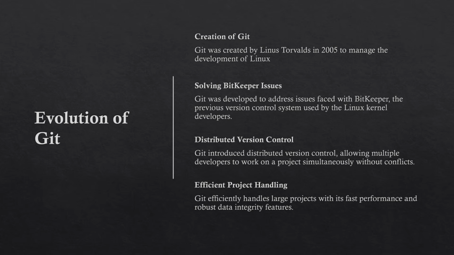So Git was created by Linus Torvalds. If you don't know who that is, he created the Linux operating system, which is pretty awesome. But he created Git because he was running into so many issues with something called BitKeeper, which is what the previous version control system was for Linux. And so Git introduced distributed version control, which allows lots of developers to work on a project simultaneously without conflicts. Again, one of the issues that BitKeeper had. The other biggest thing is that Git is really good at working with large projects and is really fast.